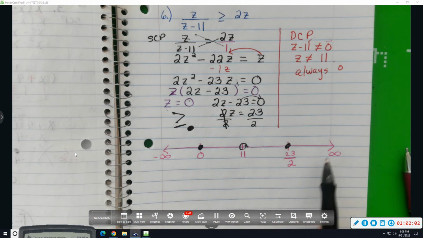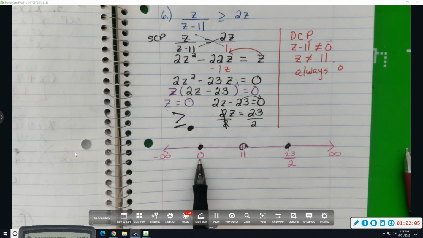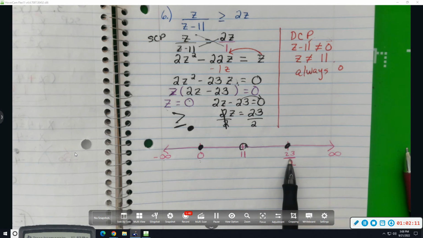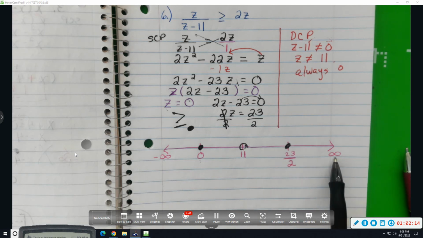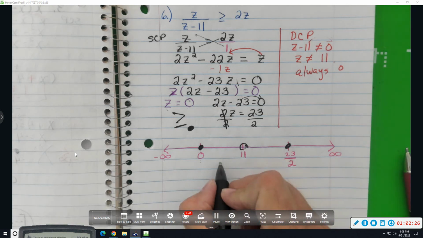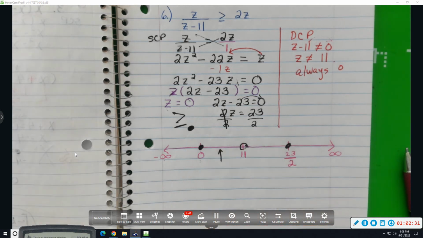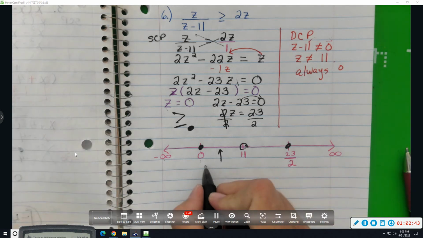But you've got to figure out which interval you're testing. Where on the number line would 0 be? Between negative infinity and 0, or between 0 and 11, or between 11 and 11 and a half, or between 11 and a half and infinity. You can also tell your friend, not only can I locate 0 on the number line, I can also locate 1. Where would 1 be? Right there to the right of 0, in this interval. Why does it matter? That's the interval I'm testing. I've got to know which interval I'm testing because this is the interval I'm either going to cross out or shade.